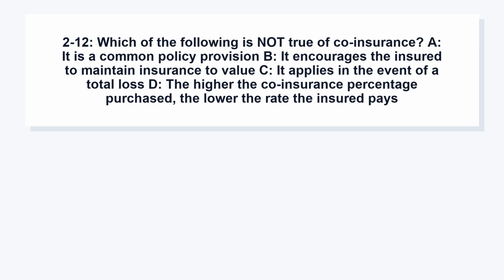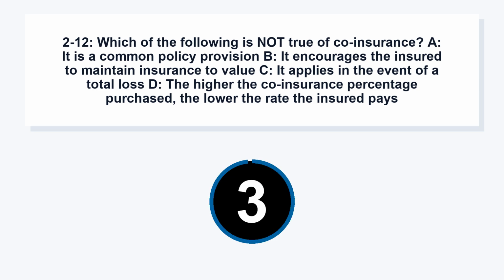2 to 12, which of the following is not true of coinsurance? A. It is a common policy provision. B. It encourages the insured to maintain insurance to value. C. It applies in the event of a total loss. D. The higher the coinsurance percentage purchased, the lower the rate the insured pays.